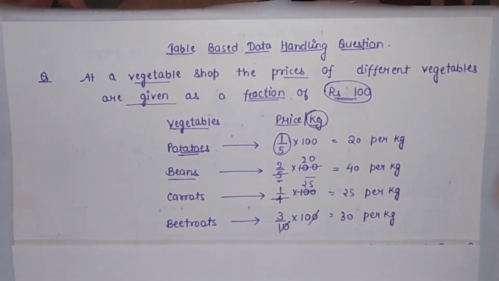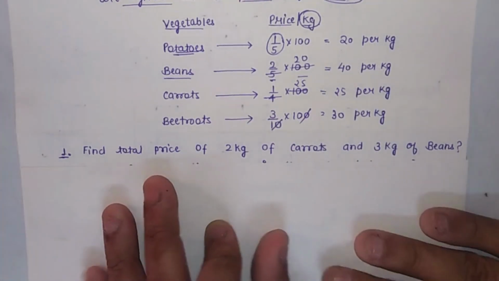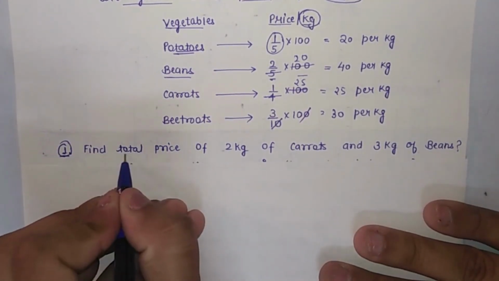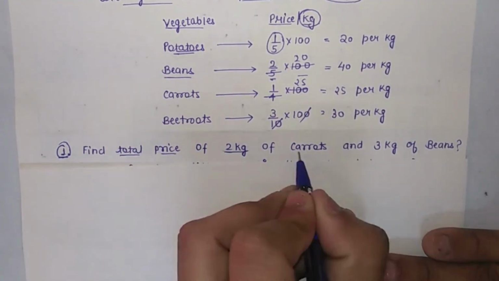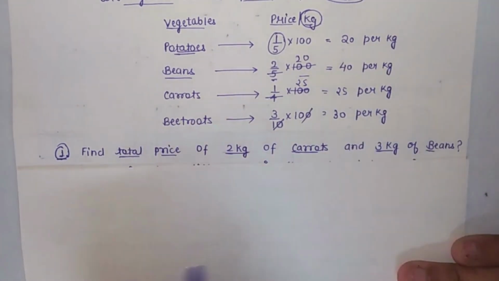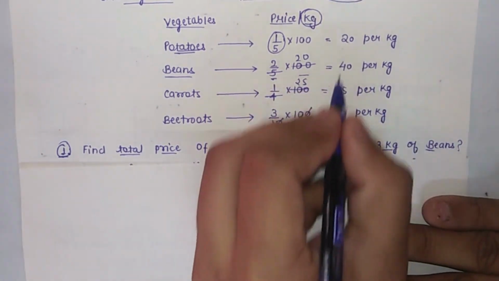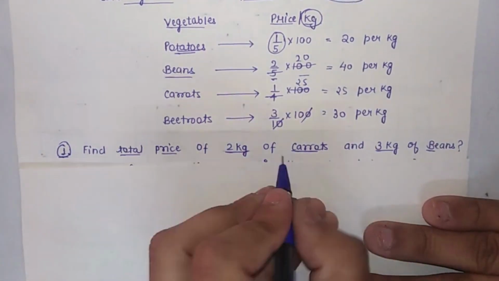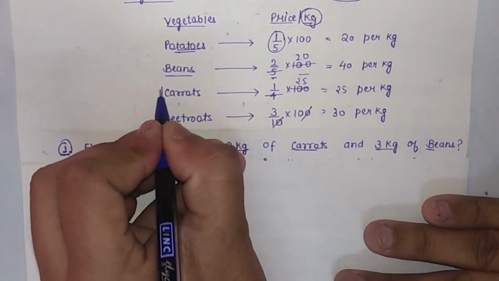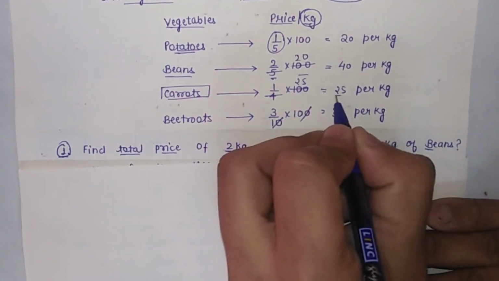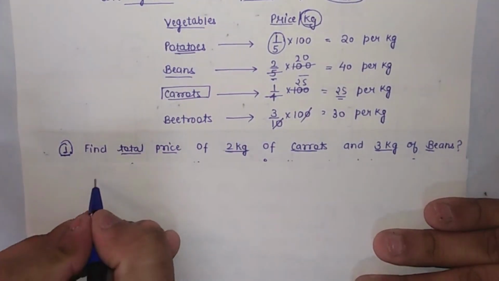Now we will take a look at the different questions that are given. Question number 1: find the total price of 2 kilogram of carrots and 3 kilogram of beans. We have already calculated the prices. 1 kilogram of carrots costs rupees 25 per kg. So let's solve this question.